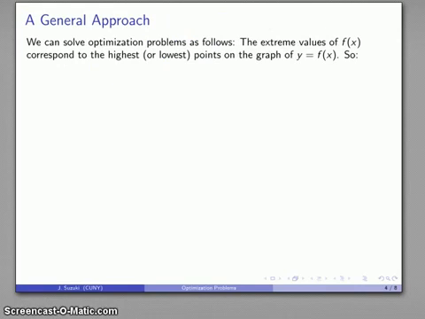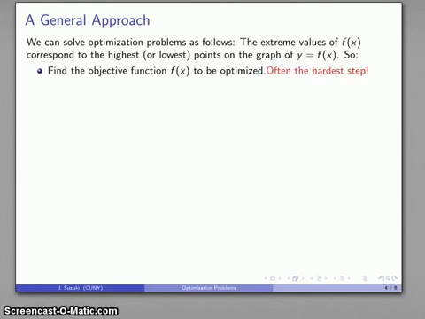So here's a general approach. If I consider the graph of y equals f of x, then the extreme values of f of x correspond to the highest or lowest values of y, since y is the same as f of x, which correspond to the highest or lowest points on the graph. So that means if I can get an idea of what the graph looks like, I can get a good sense of where those extreme values are located and what they are. So that suggests the following. First off, we want to find the objective function that we're going to optimize.